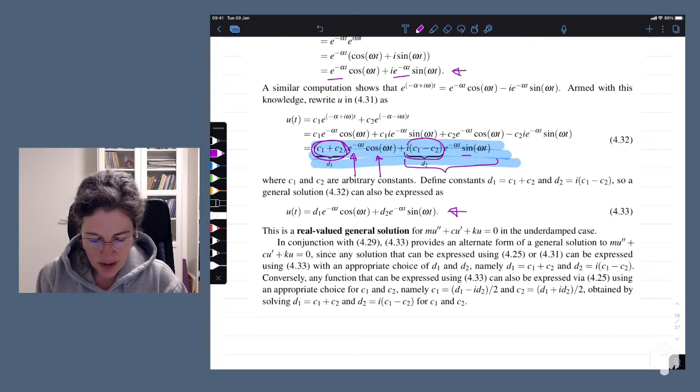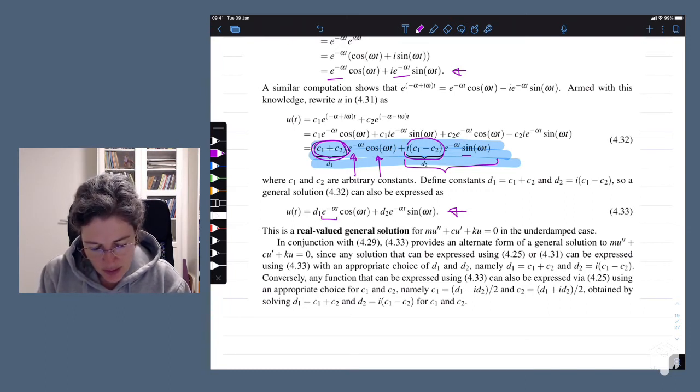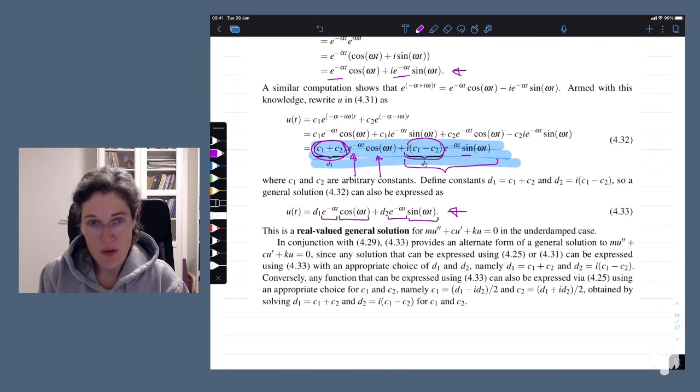So it's a real valued general solution in the underdamped case. And you can see straight off that we've got our damping happening in each of these terms and our oscillatory bits happening in those terms. So this is the most general underdamped solution.